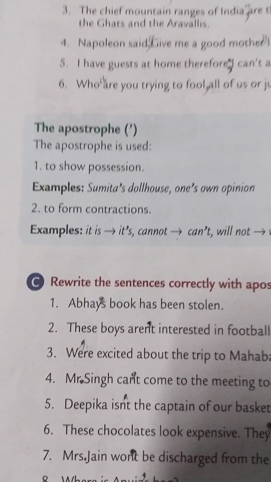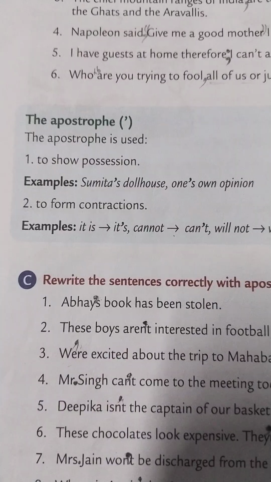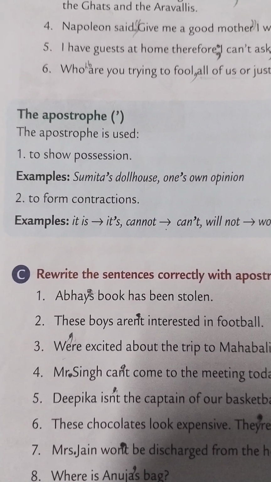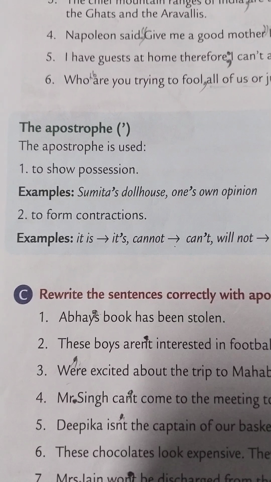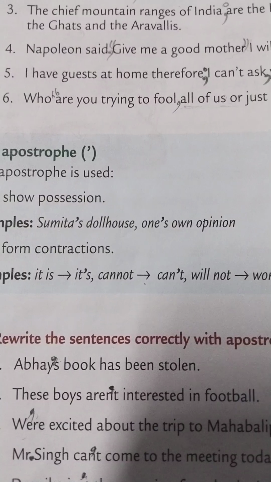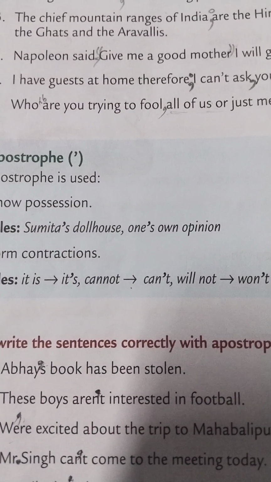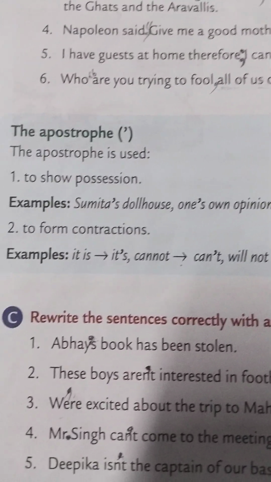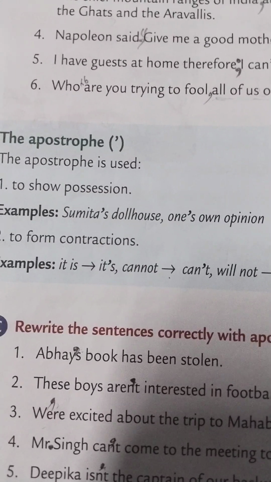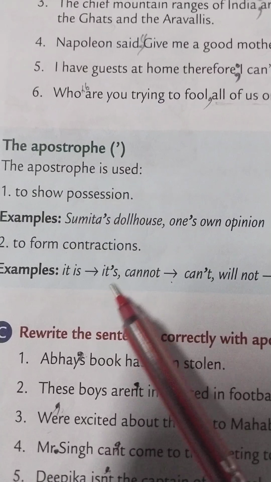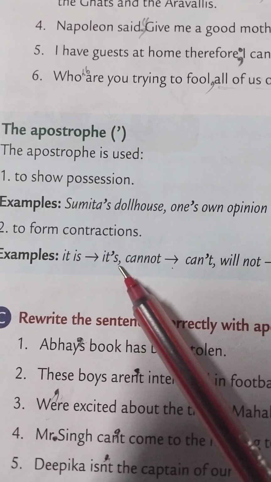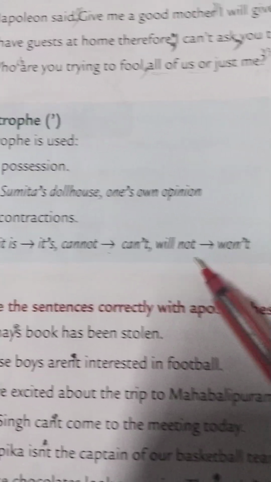Now see the next punctuation mark, the apostrophe. This apostrophe punctuation mark, children, we have already discussed in the class thoroughly. The apostrophe is used to show possession, like Sumita's dollhouse, one's own opinion, and we use it to form contractions also. If we want to write something in contracted form, then we will write it with the help of an apostrophe. It's, cannot, can't, will not, won't.